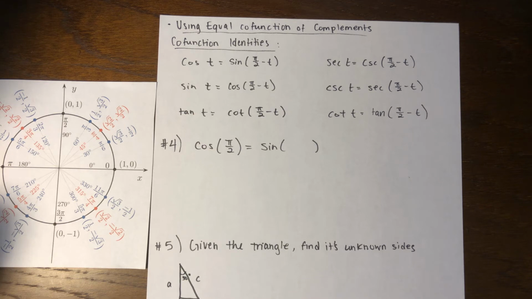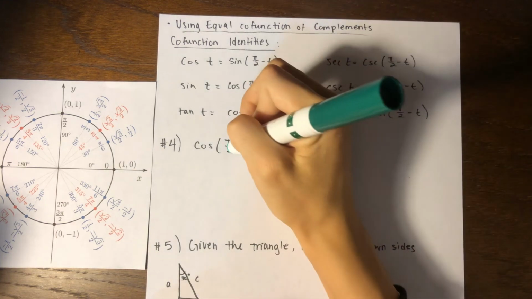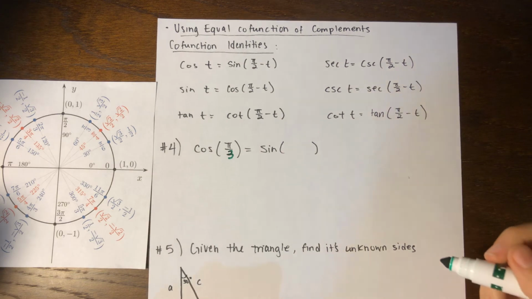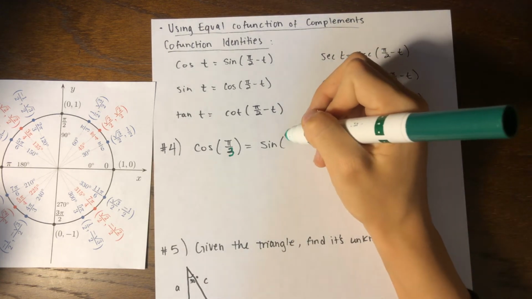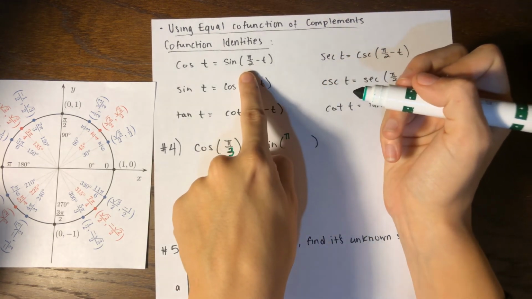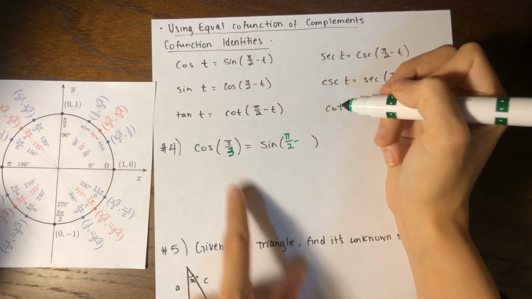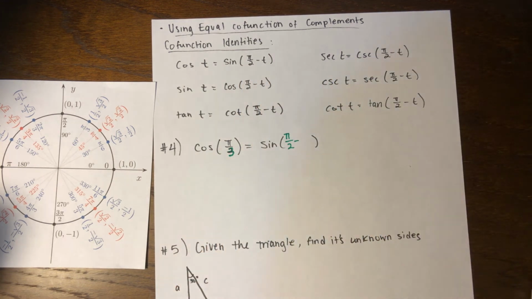So let me just quickly verify something. I am so sorry. This should say pi over 3. This should say pi over 3. That's all that's messed up. I knew it looked funny. Alright, cosine of pi over 3. So we need to find this out. So I'm taking pi over 2 minus our t, which is pi over 3.